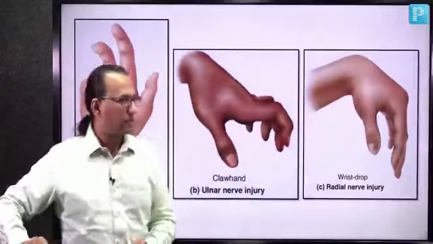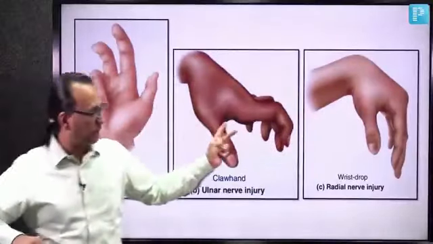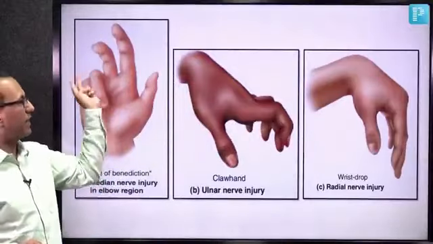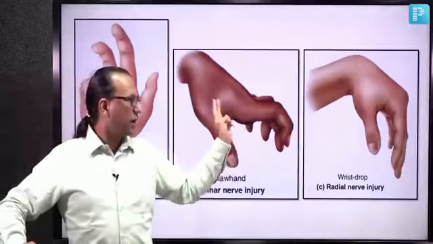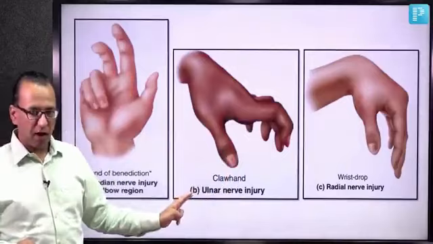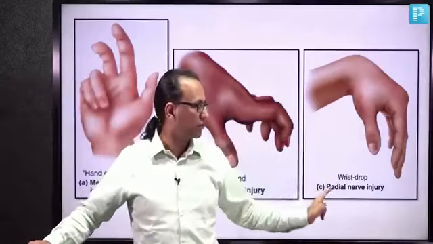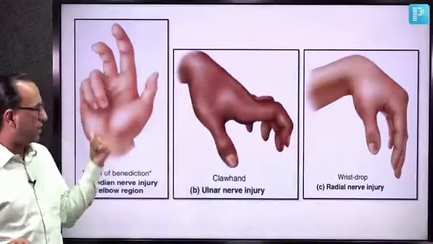Here we are looking at the comparative analysis of the three major nerve injuries seen in the upper limb. This is the median nerve injury, which can present as the hand of benediction if it is a high median nerve injury. There could be the ulnar nerve injury, which presents with the claw hand deformity, and this is the radial nerve injury presenting with wrist drop and finger drop. Let us look at them in sequence now, starting with the median nerve injury.